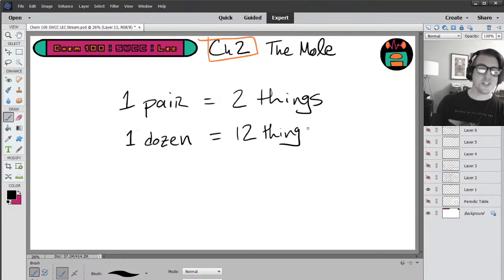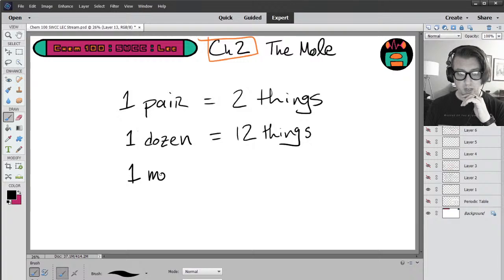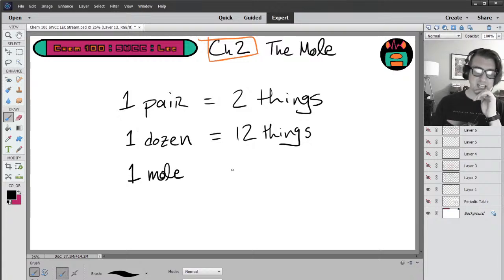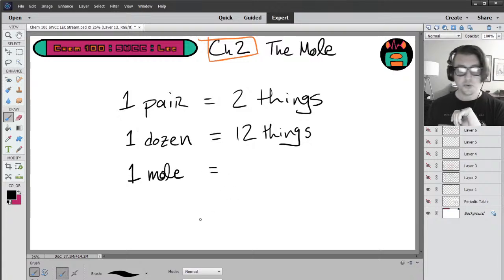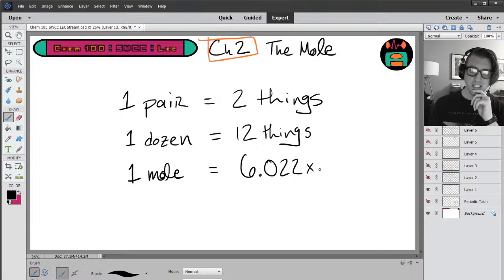So a pair is 2 things. A dozen is 12 things. A mole is just like either of these. 1 mole is exactly like a pair. It's exactly like a dozen, just way huger. How's that for proper English? 1 mole is 6.022 times 10 to the 23rd things.